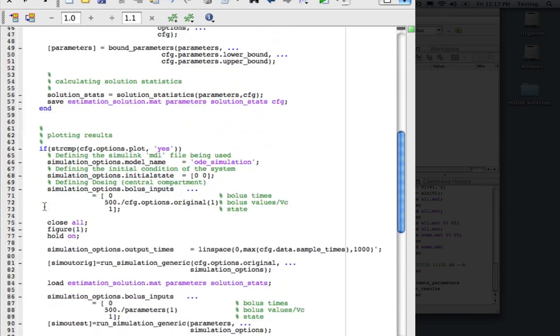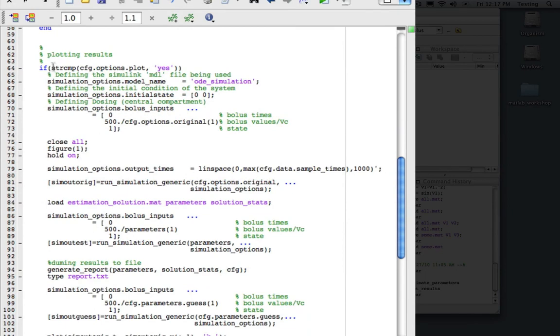Next we have the plotting. So basically I'm doing a string compare on cfg.options.plot. If this is equal to yes, then we'll run the plotting portion. And this should look a lot like your simulation driver from before. I define my ODE simulation as my model name. I define my simulation options. I define my initial condition. I define the bolus that's going into it.